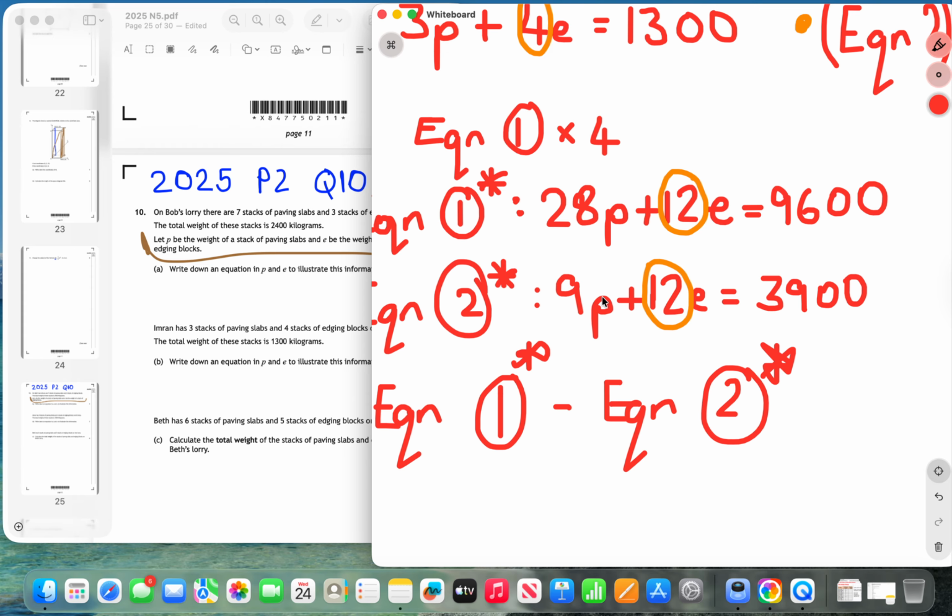So if you take away 9p from equation 1 star, you get 19p. We've got 12e and we're going to take away 12e, so we don't have e. So we've eliminated e from the equation. And 9,600 take away 3,900 is 5,700.